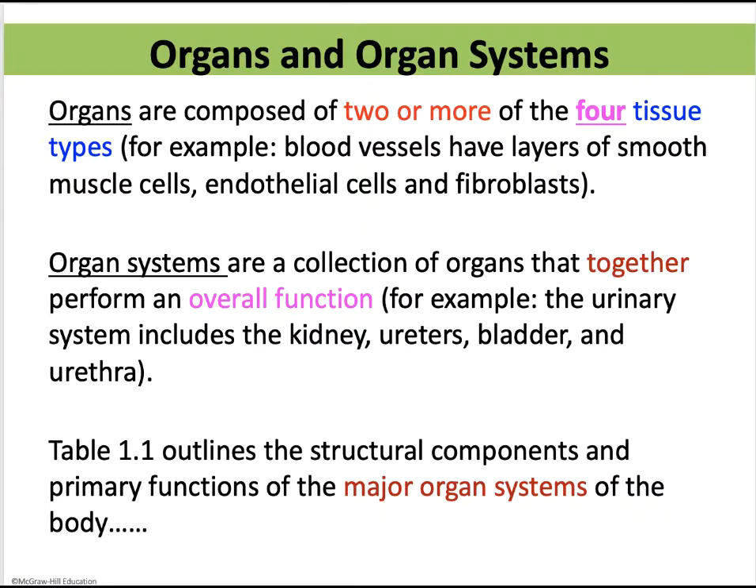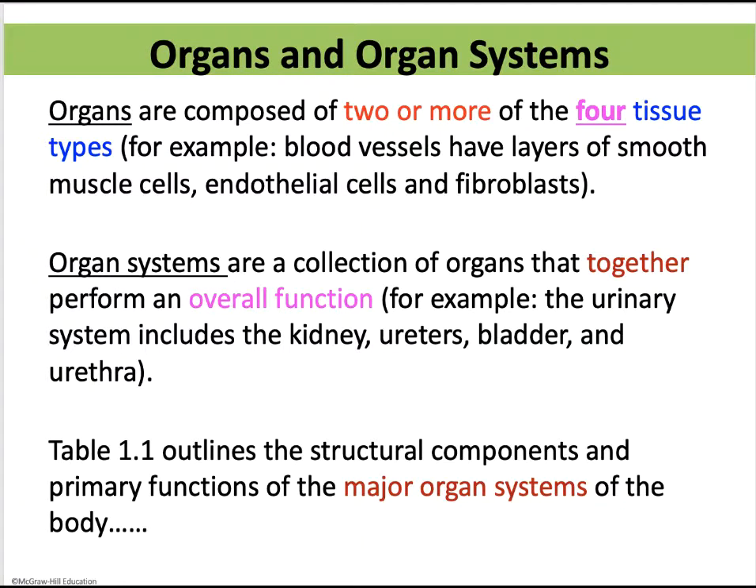Organs are defined as structures which are composed of two or more of the four types of tissue. For example, as it says here, blood vessels have layers of smooth muscle cells on the inside with endothelial cells facing the blood, as well as within the blood they have fibroblasts.